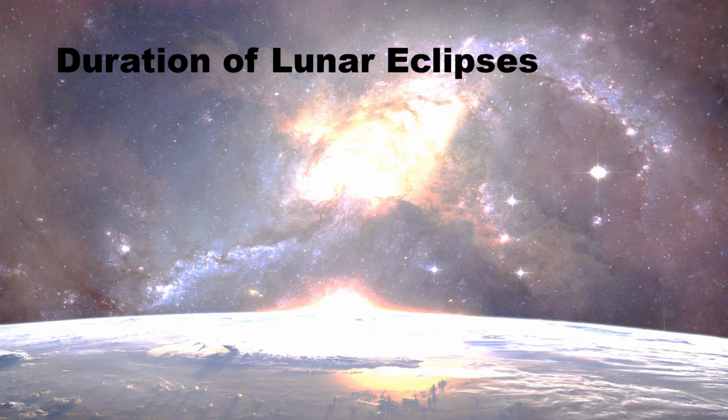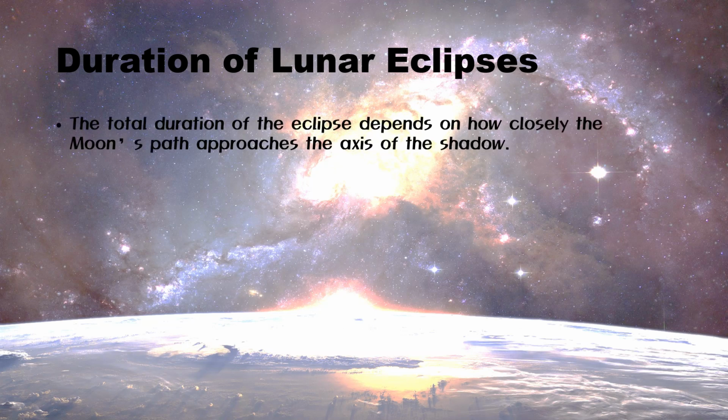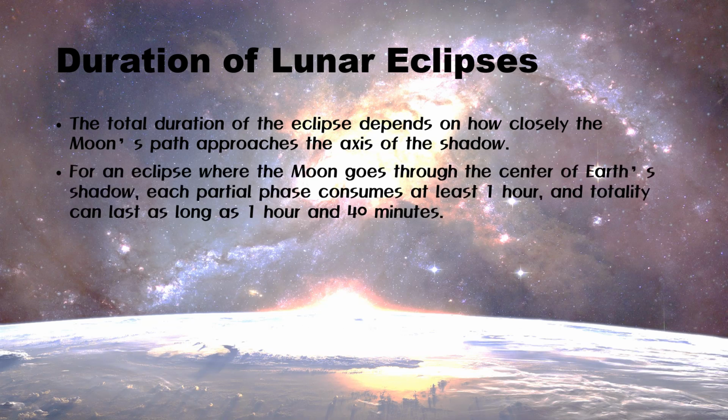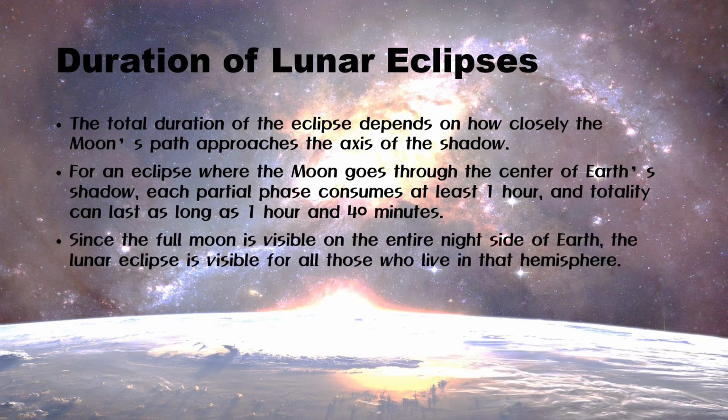Now, I did mention that a lunar eclipse can be longer than a solar eclipse, but how long? Well, the whole duration of the eclipse depends on how closely the moon's path approaches the axis of the shadow. For an eclipse where the moon goes through the center of Earth's shadow, right through the heart of the umbra, each partial phase consumes at least an hour, and totality can last as long as 1 hour and 40 minutes. Since the full moon is visible over the entire night side of Earth, the lunar eclipse is visible for all those who live in that hemisphere.